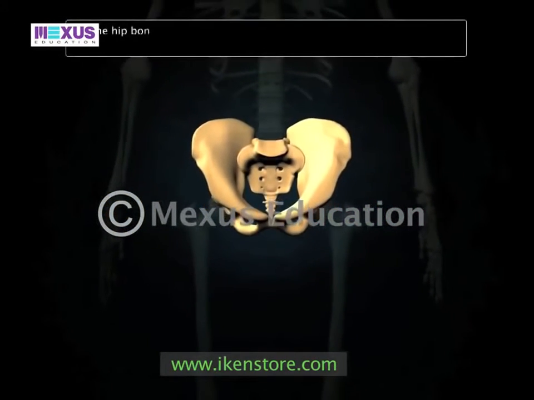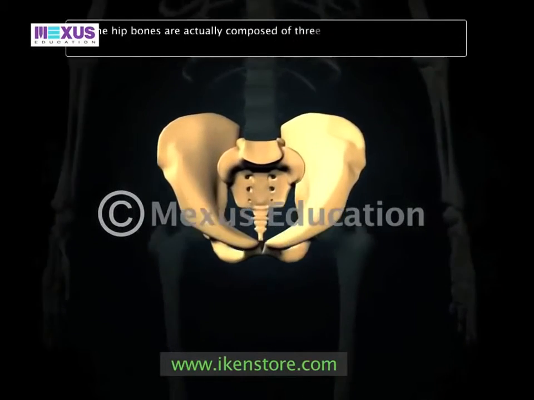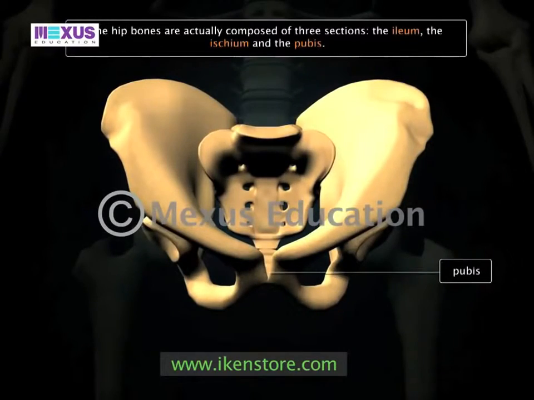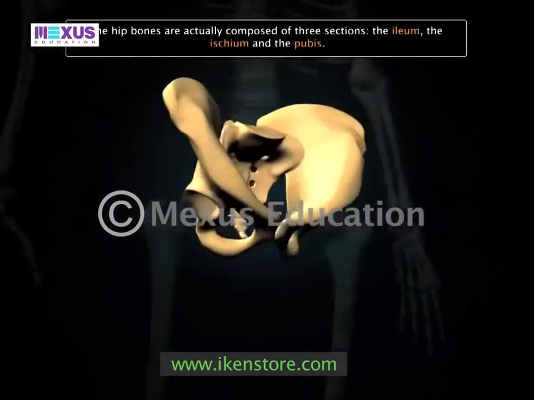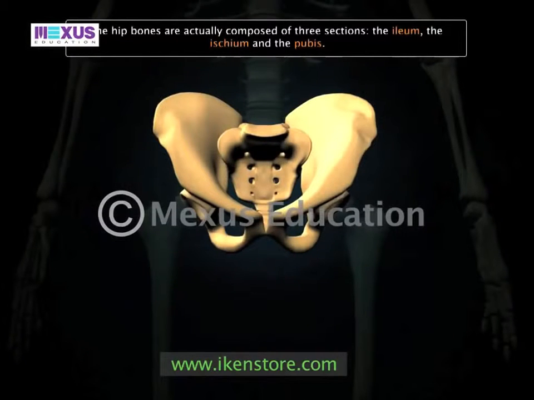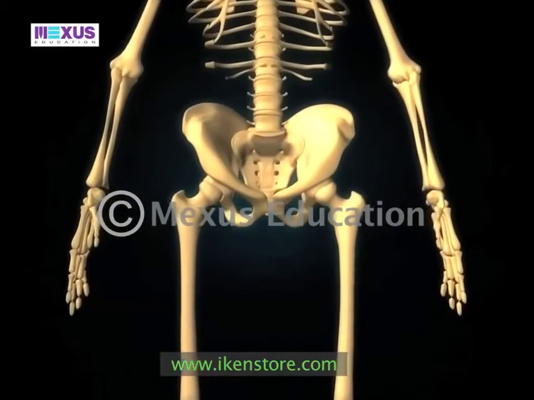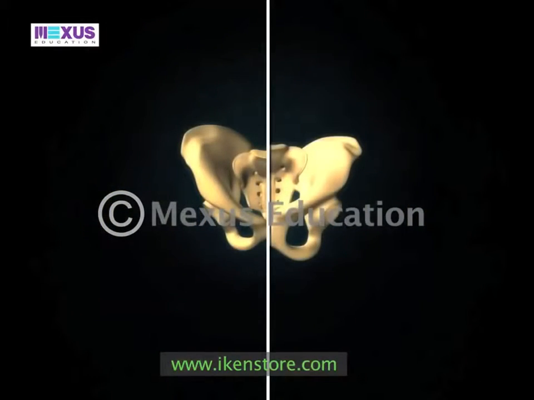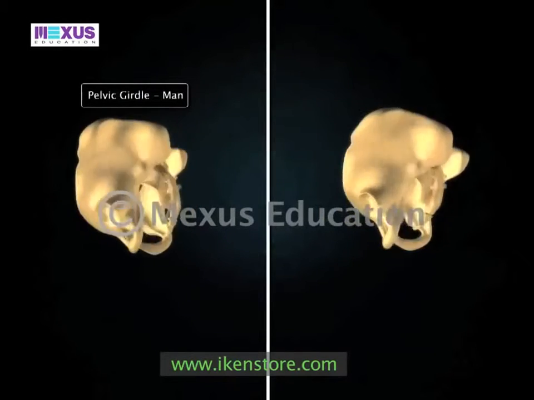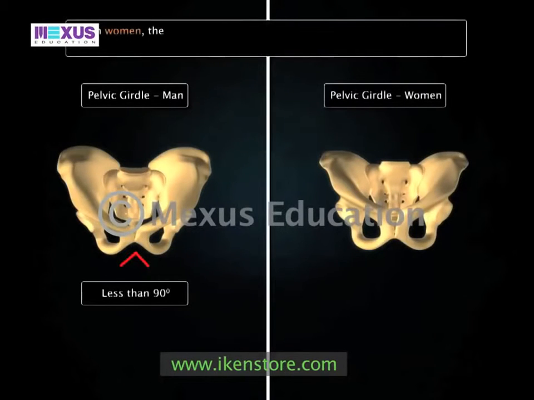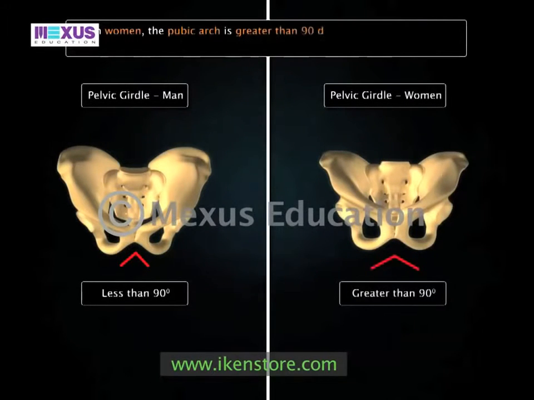The hip bones are actually composed of 3 sections: the ilium, the ischium, and the pubis. These sections are fused in adulthood but exist as separate bones in childhood. The pelvic girdle differs slightly in men and women. In men, the pubic arc of the pelvis is less than 90 degrees. However, in women, the pubic arc is greater than 90 degrees. This difference is to accommodate childbirth in women.